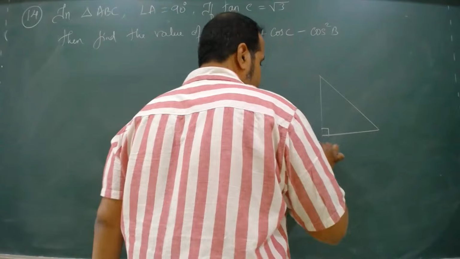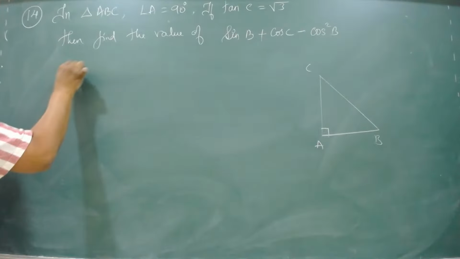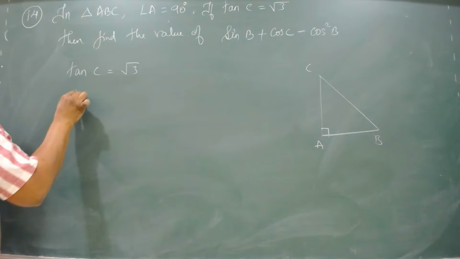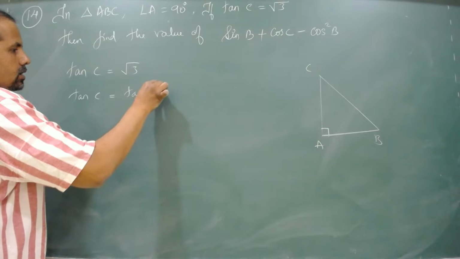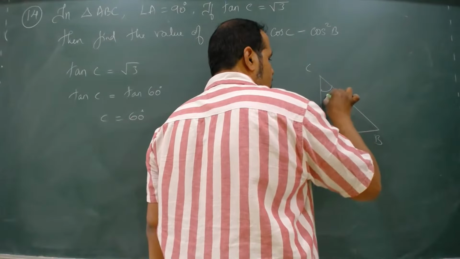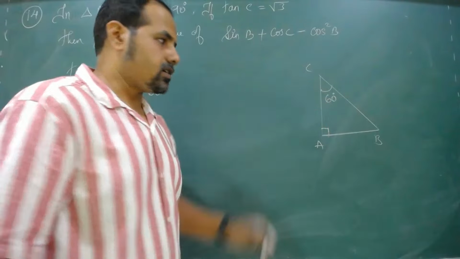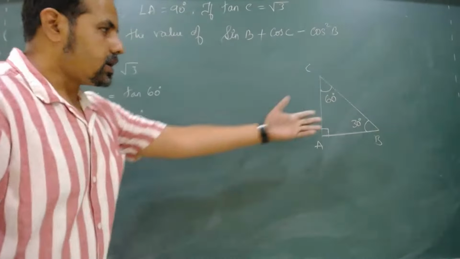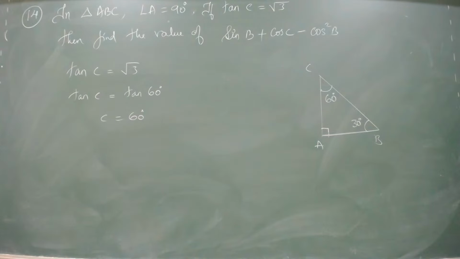Now, your angle A is 90, B, C. Let me focus on tan C. Observe, tan C is equal to root 3, which means that tan is root 3 for 60 degree. Therefore, I can say that C is 60 degree. If C is 60 degree, B will be how much? By the angle sum property, it becomes 30. Now, directly substitute and find out the value.